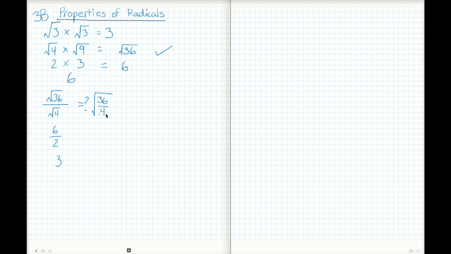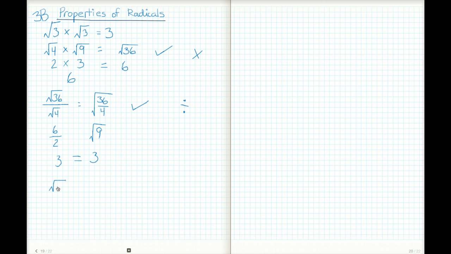On the right-hand side, we do the inside of the radical first. 36 divided by 4 is 9, and then we have to take the square root of 9, and the square root of 9 is 3. So indeed, 3 is equal to 3. So this one works as well. Erase the question mark because that one is also true. So multiplication, radicals can be multiplied together, and for division, the parts of the radicals can first be divided, 36 divided by 4, before I take the radical. Let's look at adding and subtracting next.